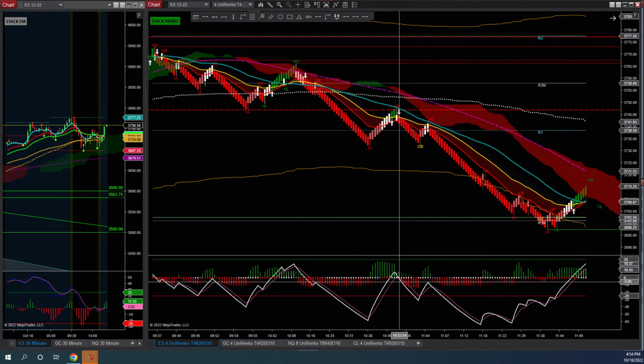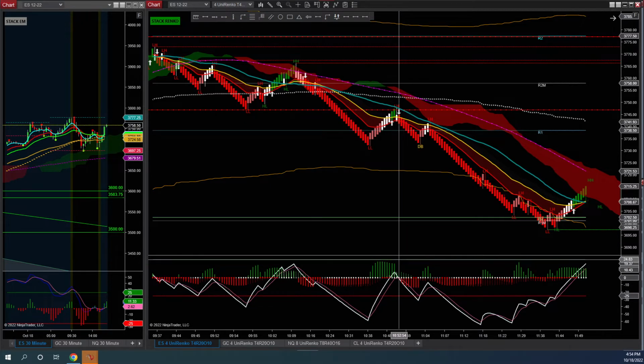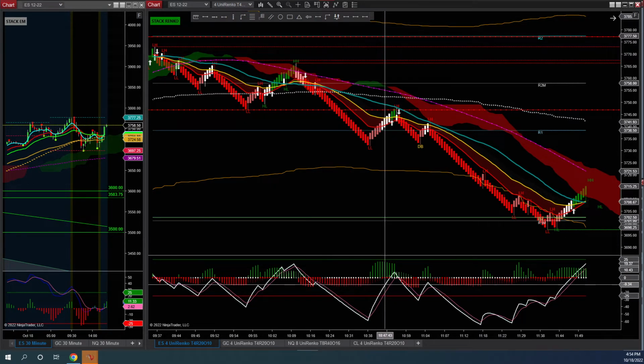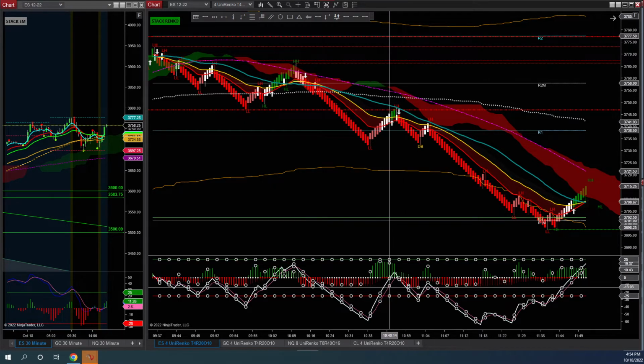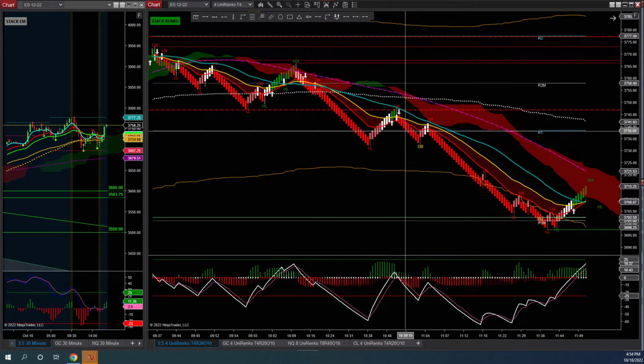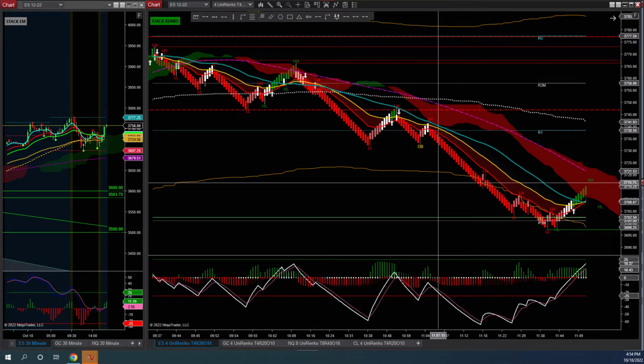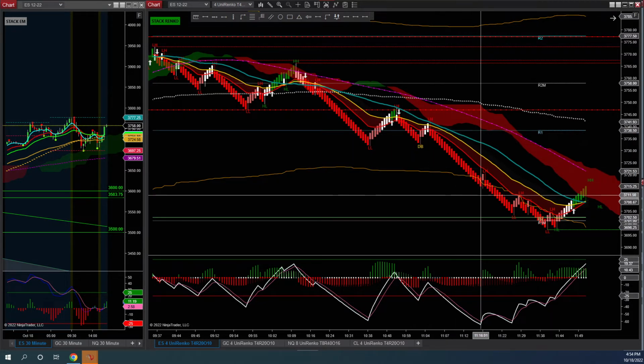Now you do have this one here with the momentum line touching there and then coming back and then forming red. So this one is a good entry as well. This one here came and reset and then came back down. So you do have a good entry there.